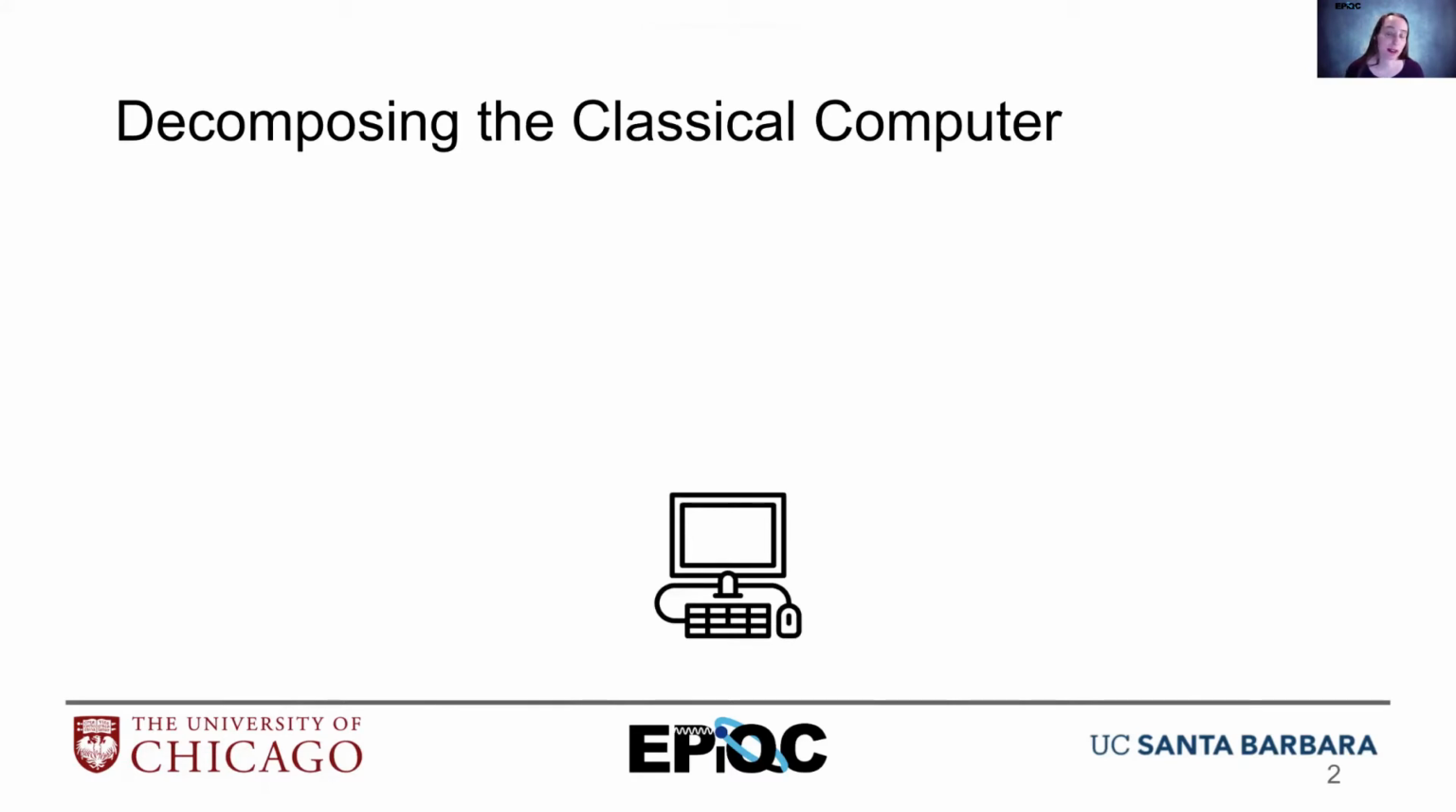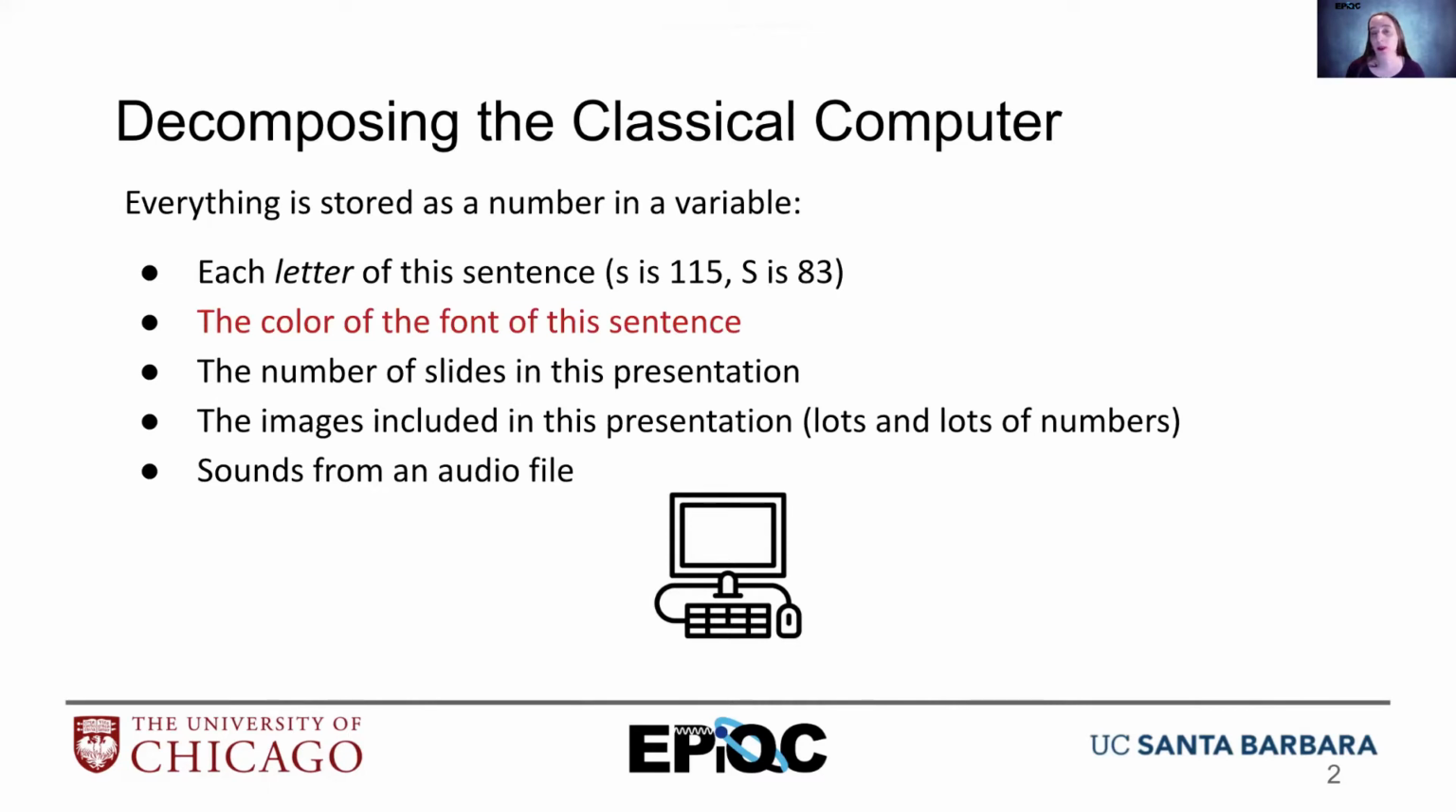Let's just take a look at the classical computer and decompose it. Everything in a classical computer is stored as a number in a variable. Each letter of the sentence has a number. For example, lowercase s is 115 and capital S is 83. The color of the font is a number, the number of slides in the presentation. Every image in this presentation is stored as lots and lots of numbers, and sounds from audio files are stored as numbers. So everything that a computer does is based on numbers.